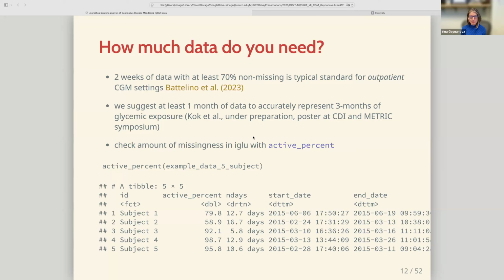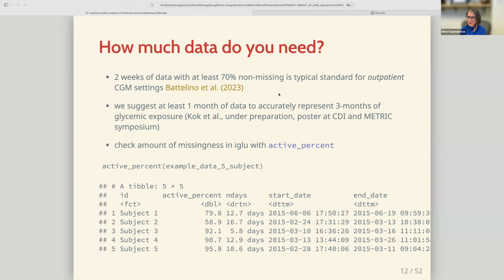All right, so the first thing I'm going to start with, whenever you do CGM data analysis, is this question: how much data do you need? The consensus paper that I alluded to generally suggests that 2 weeks of data with at least 70% non-missing is a typical standard for outpatient CGM settings.